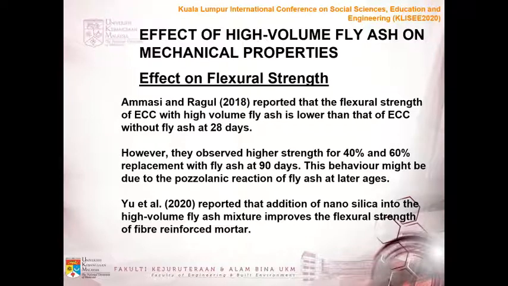Effect on flexural strength. Ammasi and Raghul reported that the flexural strength of ECC with high volume fly ash is lower than that of ECC without fly ash at 28 days. However, they observed high strength for 40% and 60% replacement with fly ash at 90 days. This behavior might be due to the pozzolanic reaction of fly ash at later ages. Yu et al. in this year, 2020, reported that addition of nanosilica into the high volume fly ash mixture improved the flexural strength of fiber reinforced mortar.